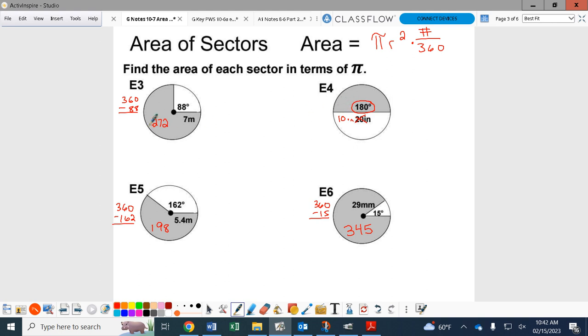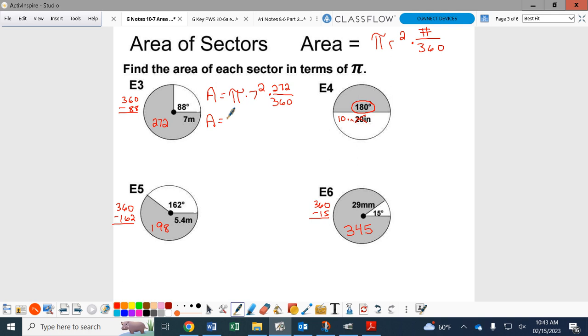Okay, here we go. Area equals, you do the exact same thing you did before, pi times the radius squared. The radius is 7 squared times the number out of 360. What number out of 360 are we using? 272 out of 360. Grab your calculators. Now, if it gives you a fraction, put a fraction. If it gives you the decimal, use the decimal. You can convert it if you want to, but there's no need to. I will take fraction or decimal answers.